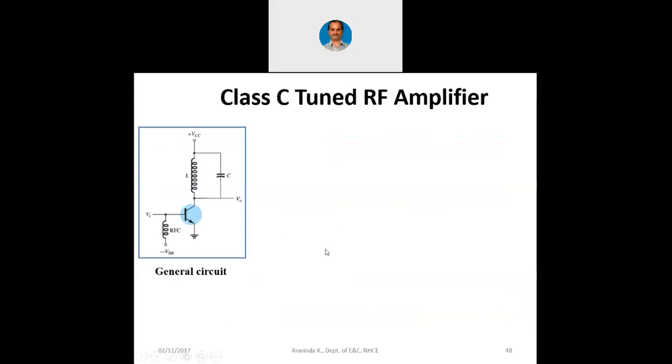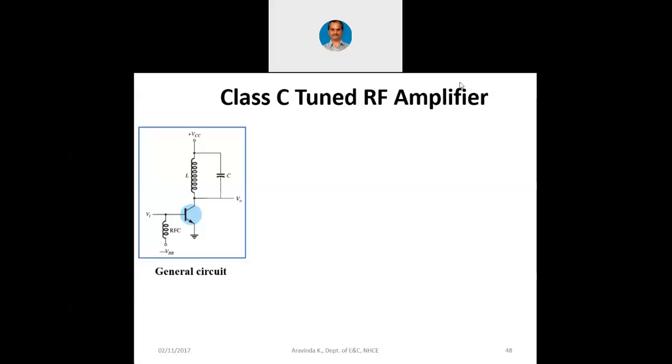This is a class C tuned RF amplifier. You can see at the base, there is a base supply given by means of a radio frequency choke. I have already mentioned the usage of the RFC earlier. We are giving a negative base bias, you can see here to the base. Now the emitter is connected to ground. To the base we are giving a negative bias.